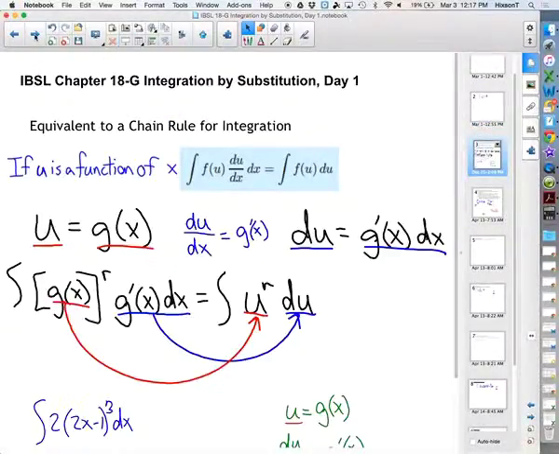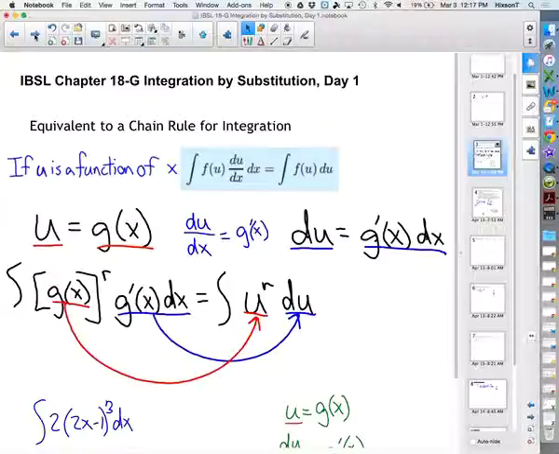With our U substitution, remember, we are looking for some function inside another function, and then if we can rewrite that as U, and we can also figure out what du is, we can substitute that in, find the integral, and then substitute the original function back. Okay? So, that's what we're looking to do here today.